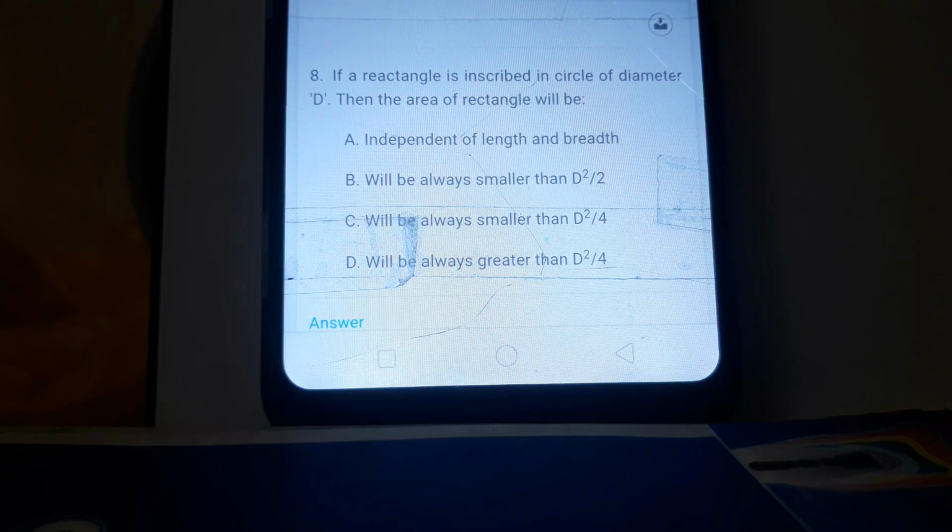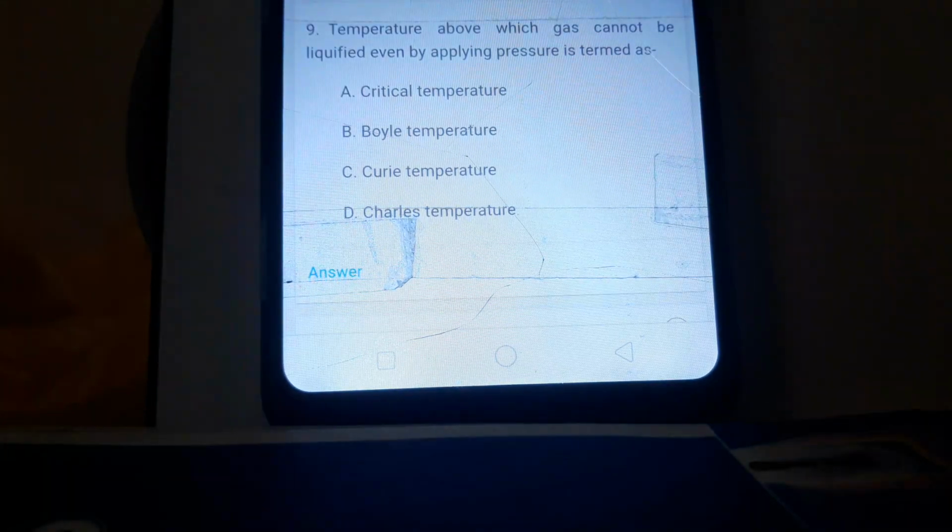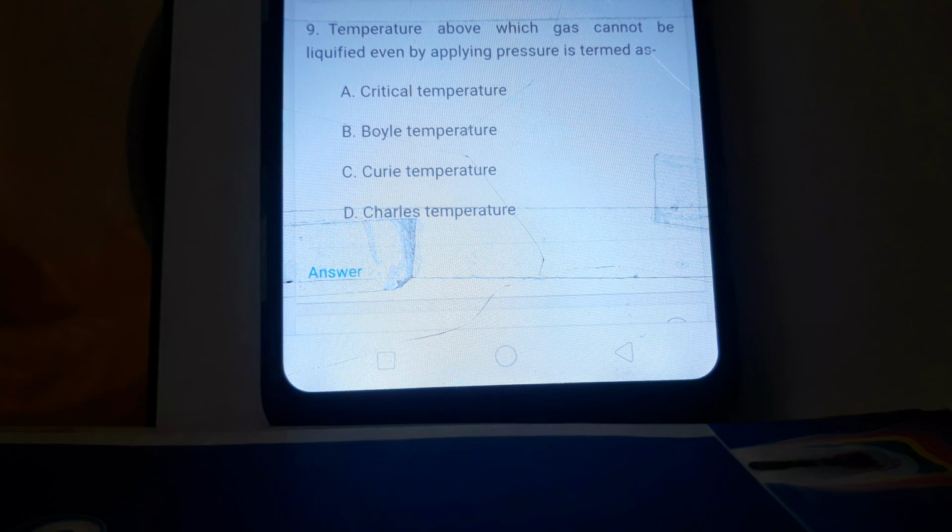Okay, the next question. If a rectangle is inscribed in a circle of diameter D, then the area of the rectangle would be: A, independent of length and breadth; B, always smaller than D squared by 2; C, always smaller than D squared by 4; D, always greater than D squared by 4. So for a change, once I finish everything, we come back to number 8. We'll open the answer on that. We'll see how it goes, right?